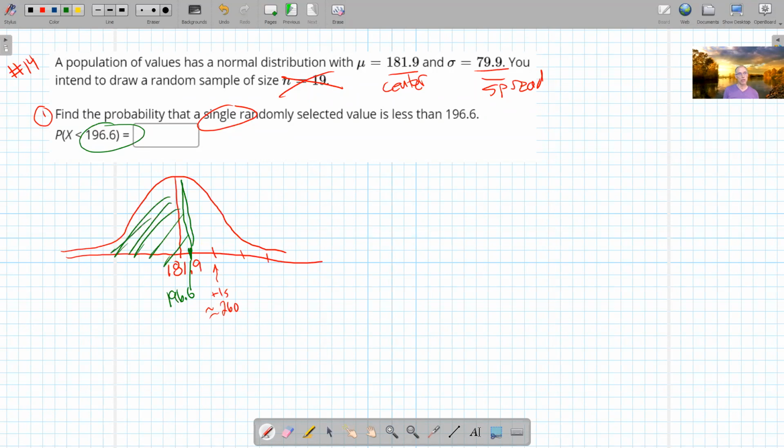So that is a left tail, right? Because it has a less than, left for less. And that's going to be just a bit bigger than 50%. So I can guess the answer is bigger than 50%. And it's a left tail because it's a less than. So I'm just kind of roughing out the answer there with a picture.